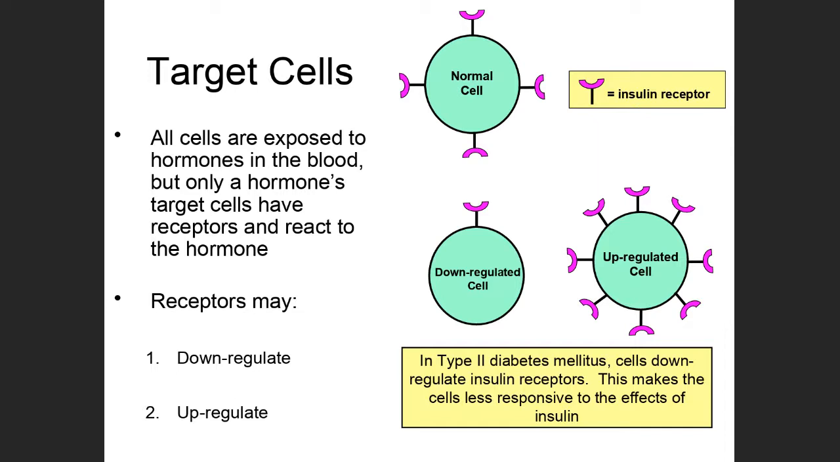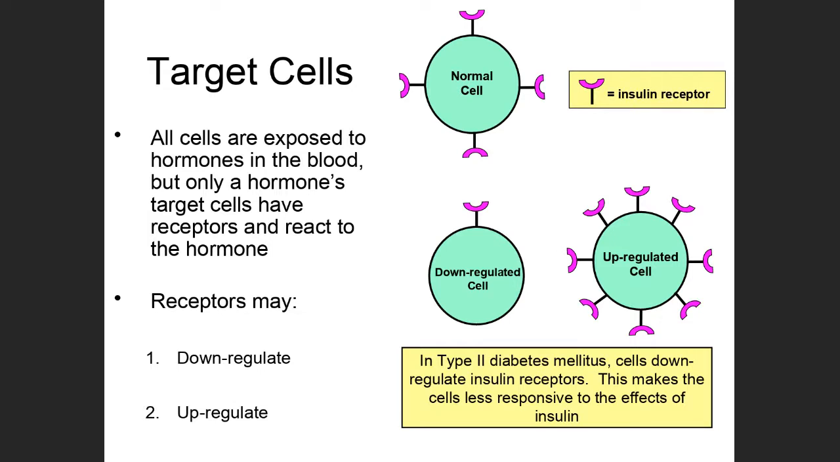I mentioned before that the other thing that can happen if cells are exposed to chronically low levels of a hormone is they can upregulate the receptors on their cell surface, which is going to make them more responsive to that particular hormone. There are people that have reversed type 2 diabetes mellitus through upregulation of their cells.